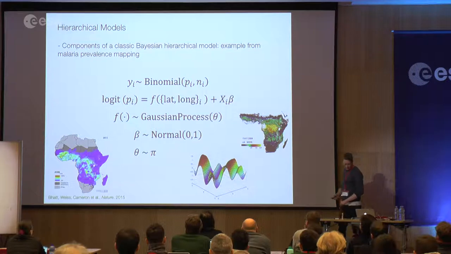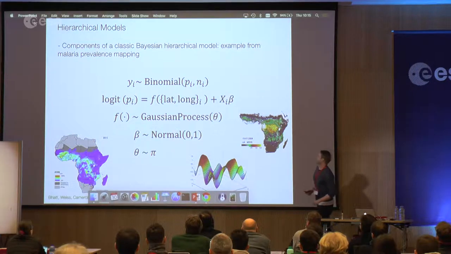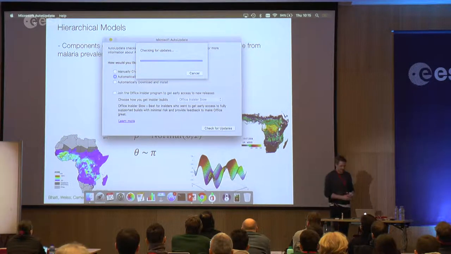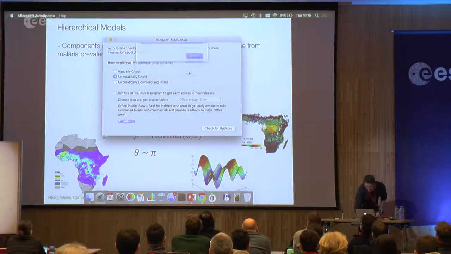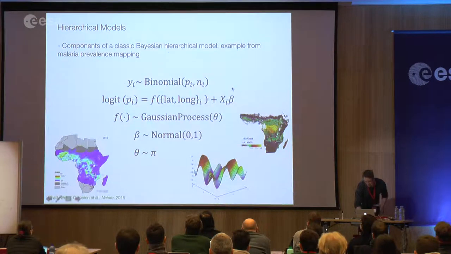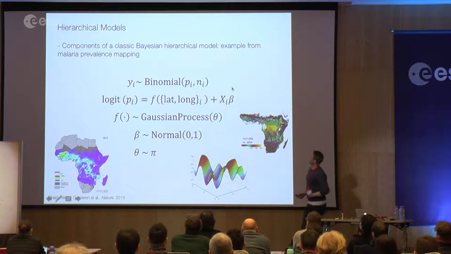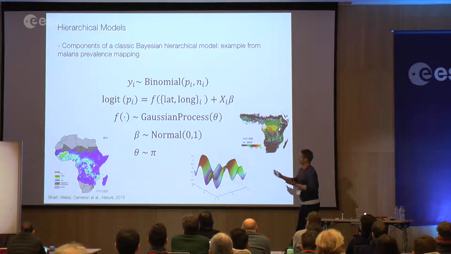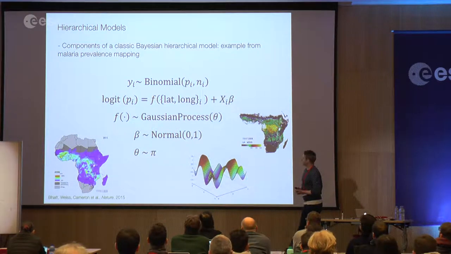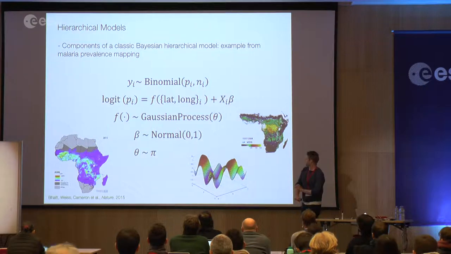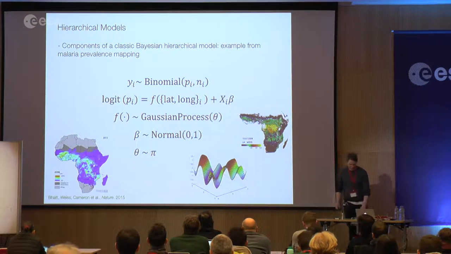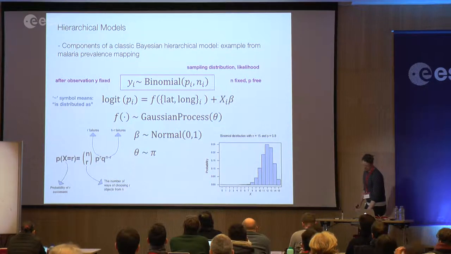So if we look at a hierarchical model from my own work, this is one from malaria prevalence mapping. The way it's written down would look like this in these equations. You'll definitely be familiar with parts of this, as far as the notation.